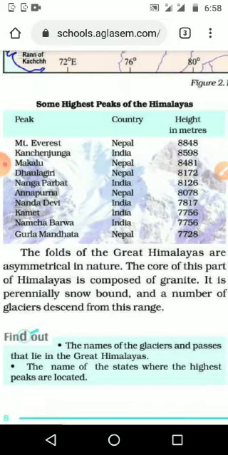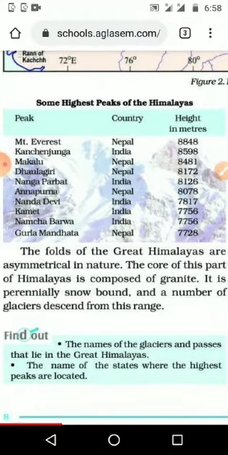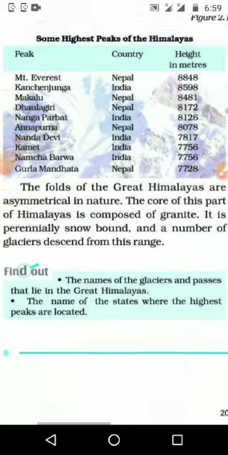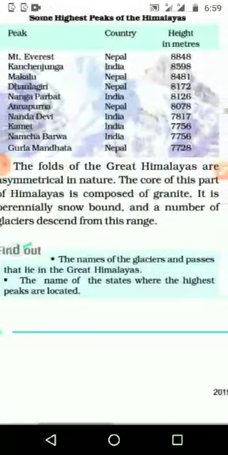Then Annapurna in Nepal, Nanda Devi in India, Kamet in India, Namcha Barwa in India, then Gurla Mandhata, that is in Nepal. Both countries are sharing the highest peaks. So we are getting tourism also because of the Himalayan ranges. We are getting tourism income from the Himalayan ranges. We are going to see the next topic, the next part.